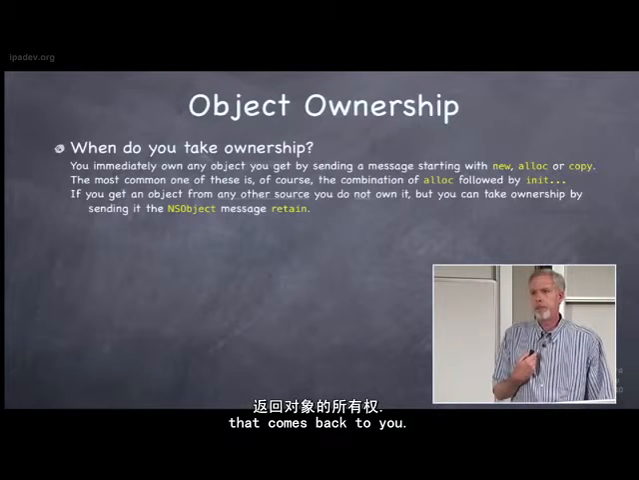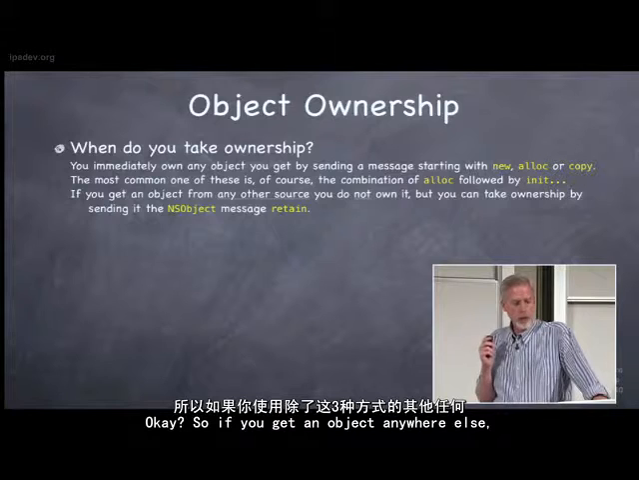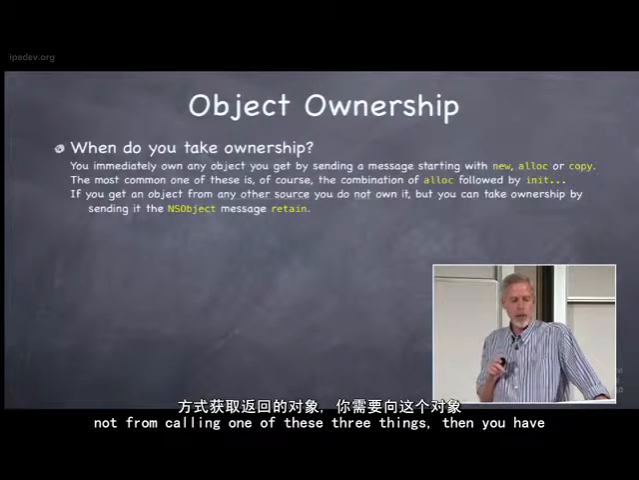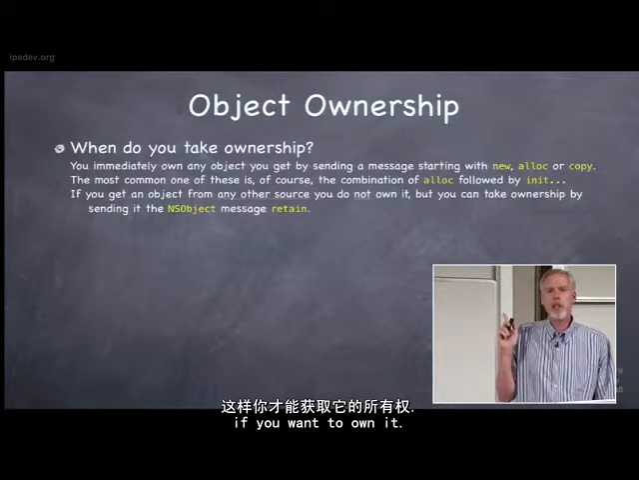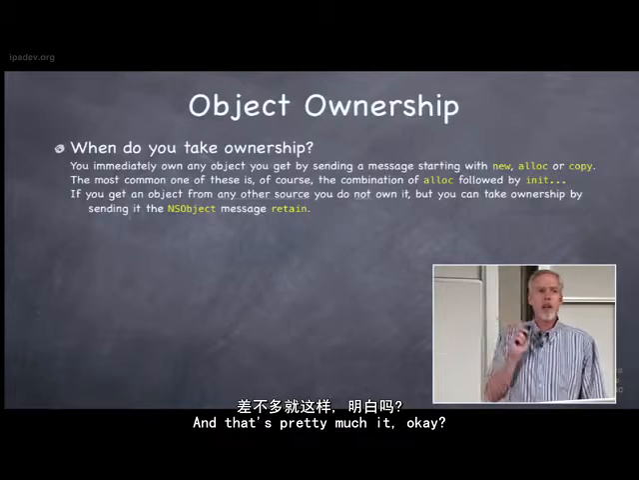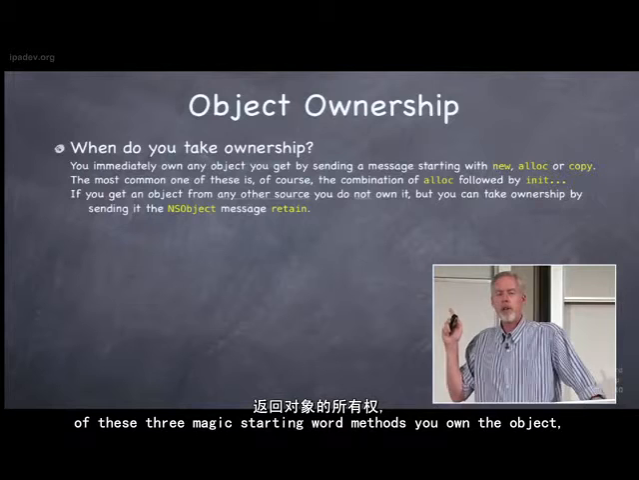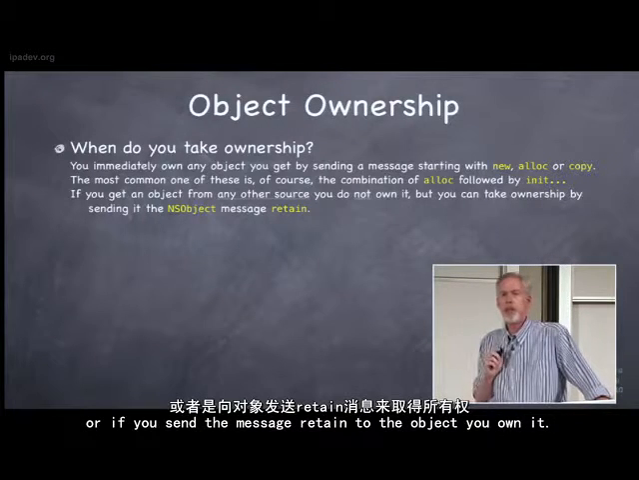Okay? So if you get an object anywhere else, not from calling one of these three things, then you have to send the message retain to that object if you want to own it. And that's pretty much it. Okay? Pretty much, if you call one of these three magic starting word methods, you own the object, or if you send the message retain to an object, you own it.